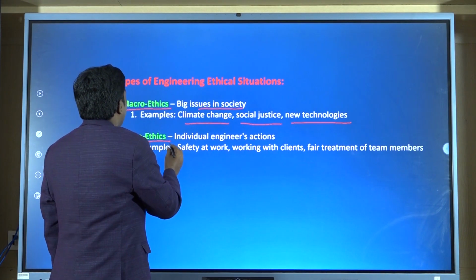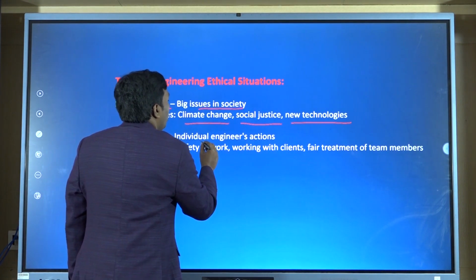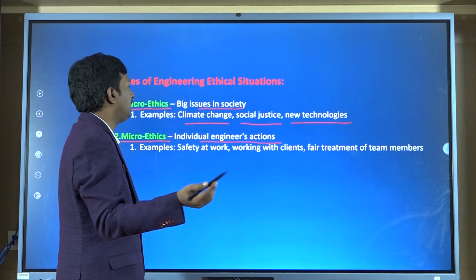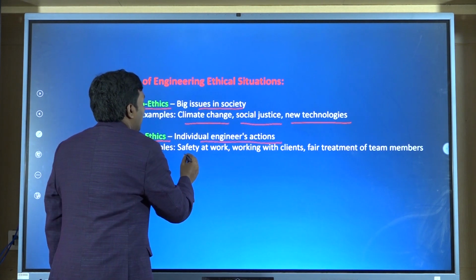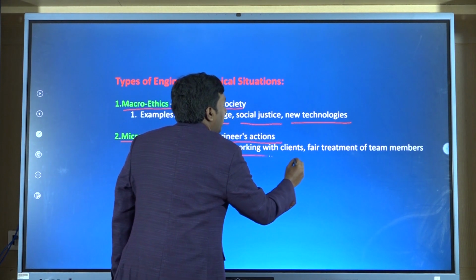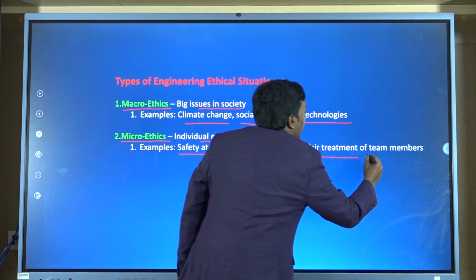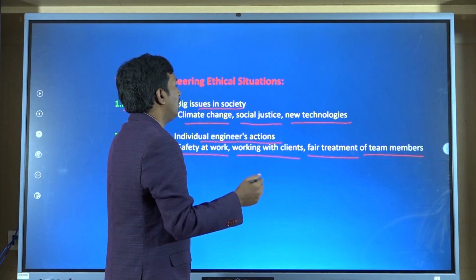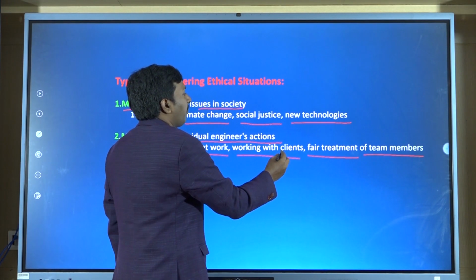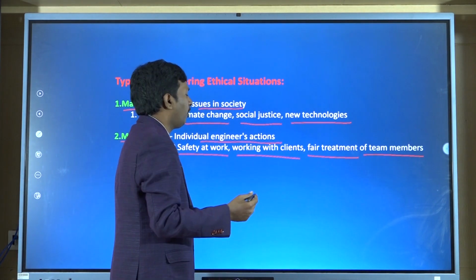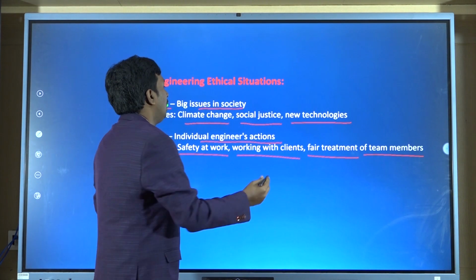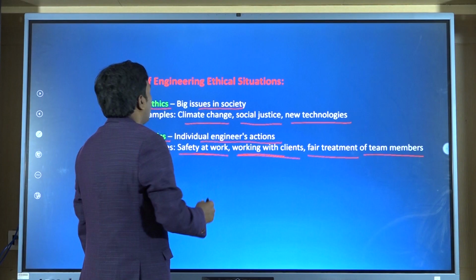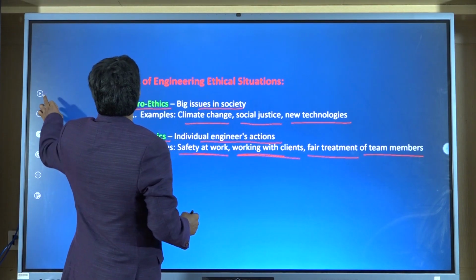And next one is micro ethics. That is about individual engineer actions, like individual person choices and actions. For example, safety at work, working with clients and fair treatment of team members. Suppose you are working in a software company and you are the boss, so here is fair treatment of team members. Suppose you are a marketing manager, so working with clients and safety at work. So this is called micro ethics.